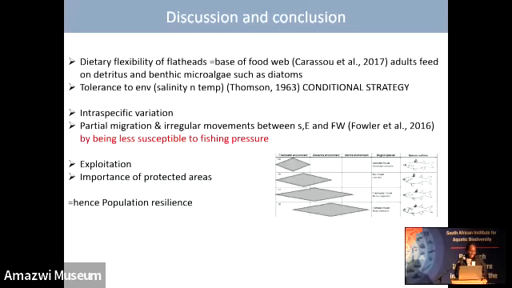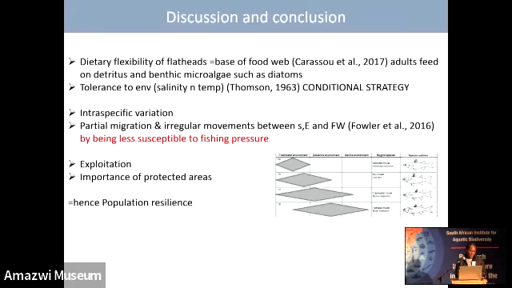And then just a quick conclusion. So mullets are successful because they have dietary flexibility and they also have tolerance to salinity and temperature. And then they also have intraspecific variation, which means that other individuals can behave in a different way. So there's partial migration, there's irregular movement, but not many studies have been done in detail in South Africa, which is where the study comes in.